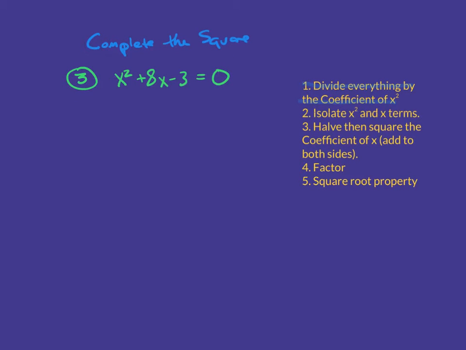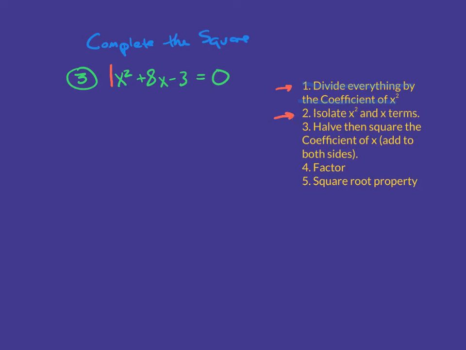Number 3, complete the square of x squared plus 8x minus 3 equals 0. Going to go through these 5 steps here. Divide everything by the coefficient of x squared. That's our first step. The coefficient of x squared is just 1. So in this case, you could divide everything by 1, but that's not going to change anything. So actually, on this example, and on a lot of these, where you have 1 in front of x squared, there's not anything you're going to need to do on that first step.